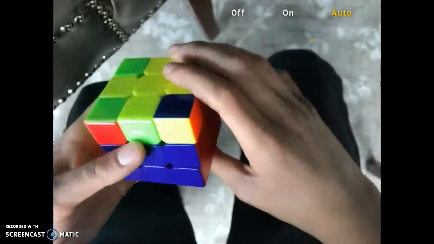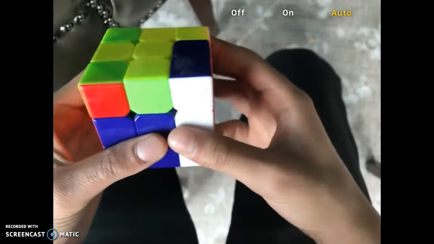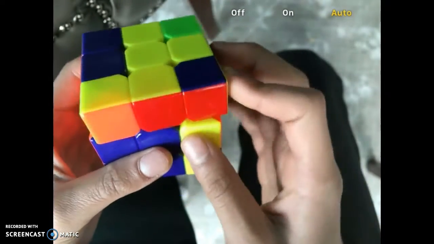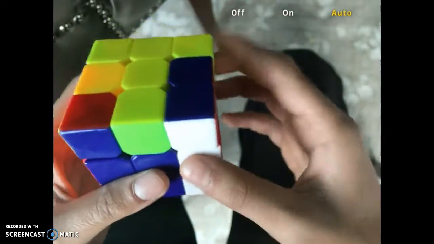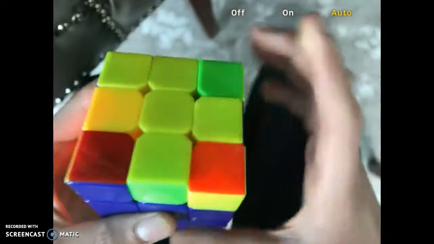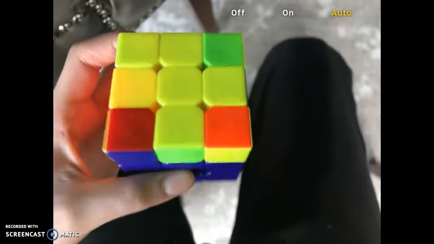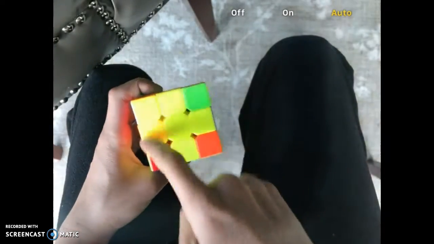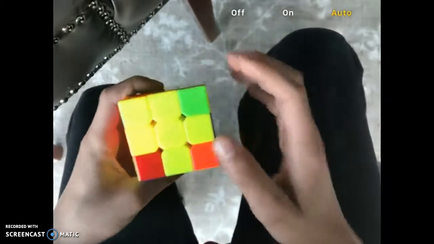So then you do this algorithm. R up, U left, R down, U left, R up, U left twice, and R down. Now I have this situation. I will write the algorithm after I'm done solving the yellow side, but just wait. Okay, now I have this situation.